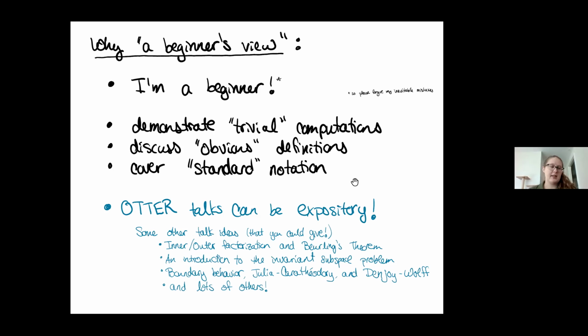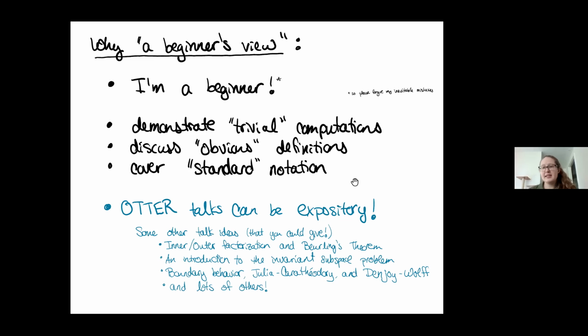I'm trying to give us an idea. So like I say, I'm going to demonstrate some trivial computations. I'm going to discuss obvious definitions, and we're going to talk about standard notation, all the stuff that when you go to talks about these things, everyone kind of assumes the audience knows, but maybe they didn't.